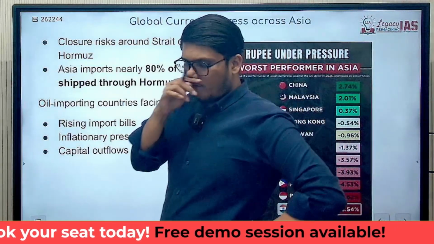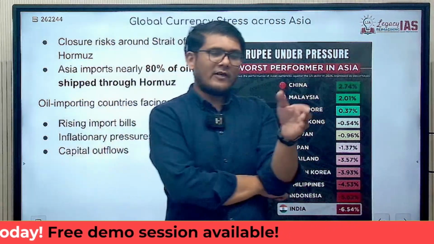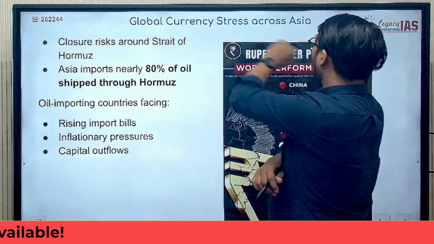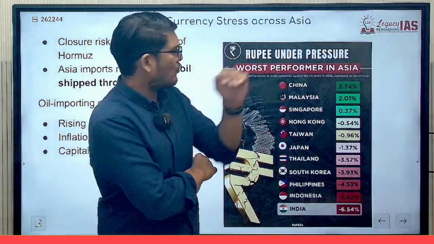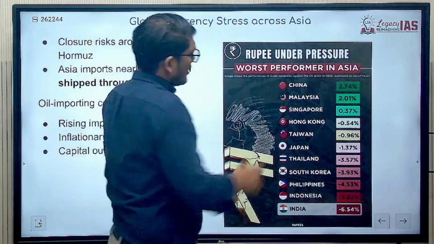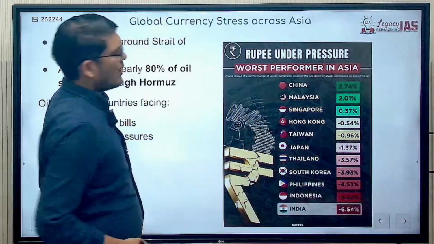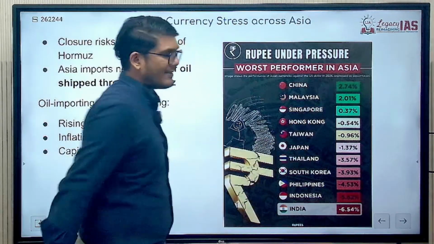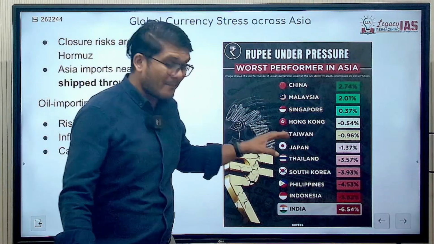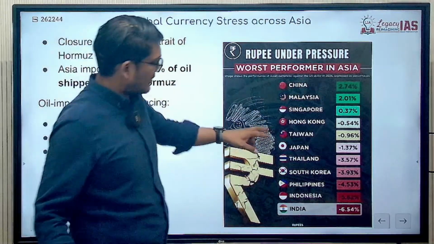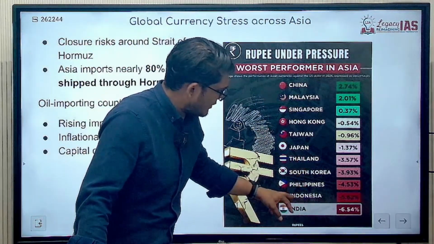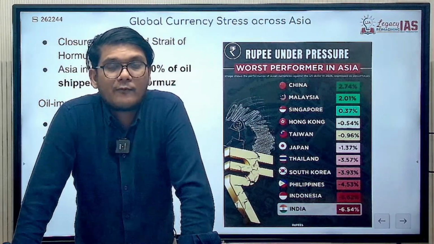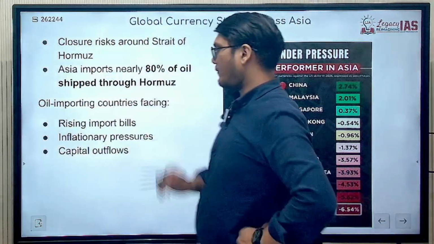As I said, the demand for the dollar is increasing against other currencies as well, which includes India, specifically the South Asian. It is the Asian currencies that are taking a hit, as you can see over here. It's only China, Malaysia and Singapore that are doing better, but then you have Hong Kong, depreciation, Taiwan, depreciation, Japan, a technologically advanced country, depreciation, Thailand, South Korea, Philippines, Indonesia, and then India, a depreciation of 6.54% in just a few months.